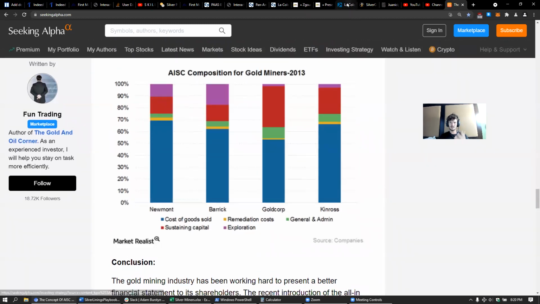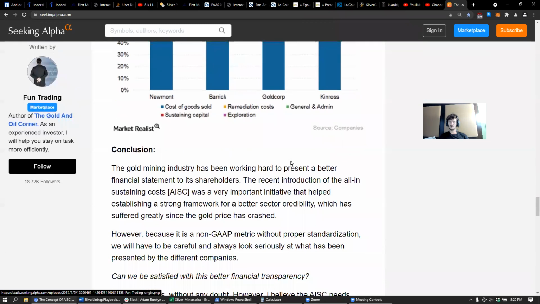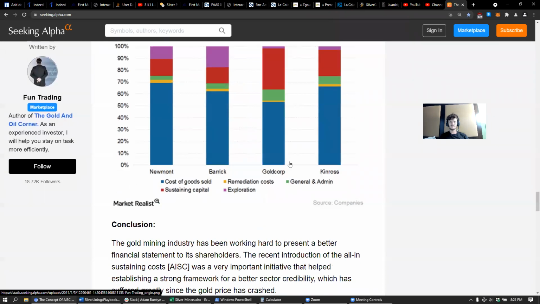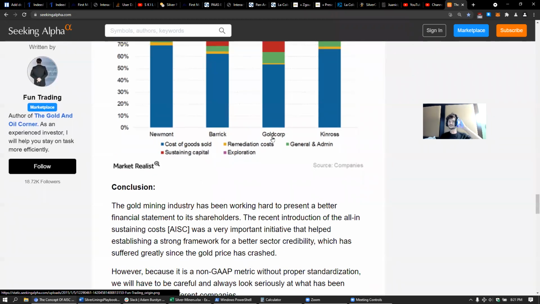And that kind of goes back to Pan American Silver versus Silvercrest, right? Silvercrest has a higher AISC than Pan American's cash costs, but some of that cost is being left out.